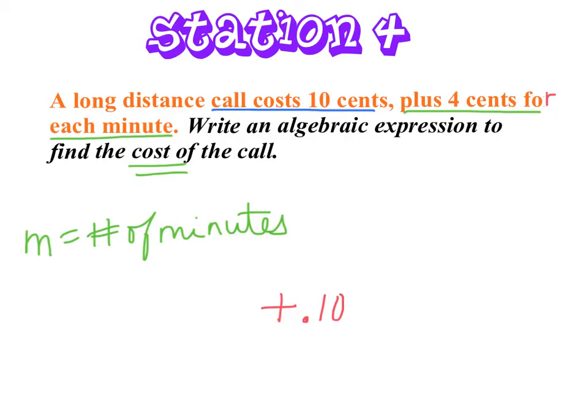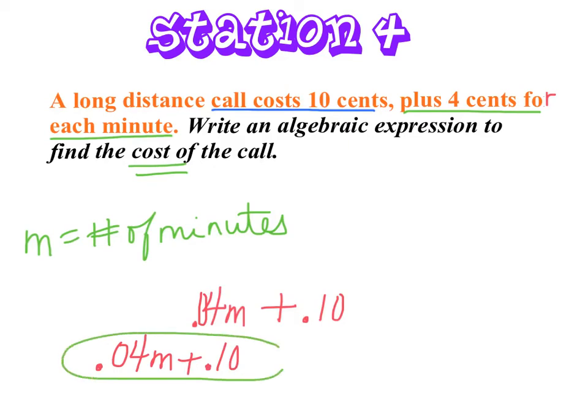Now, when you do this, most kids will write 4M. Well, if you're going to write the number 4 and we're talking money, that represents $4, but it's 4 cents. So a lot of kids will say it's 0.4. No, remember money has 2 decimal points. So this is 40 cents. This is 4 cents. So let me rewrite that. 4 cents per minute, 0.04 times the minute plus the 10 cents just to make the call. This is the correct algebraic expression.